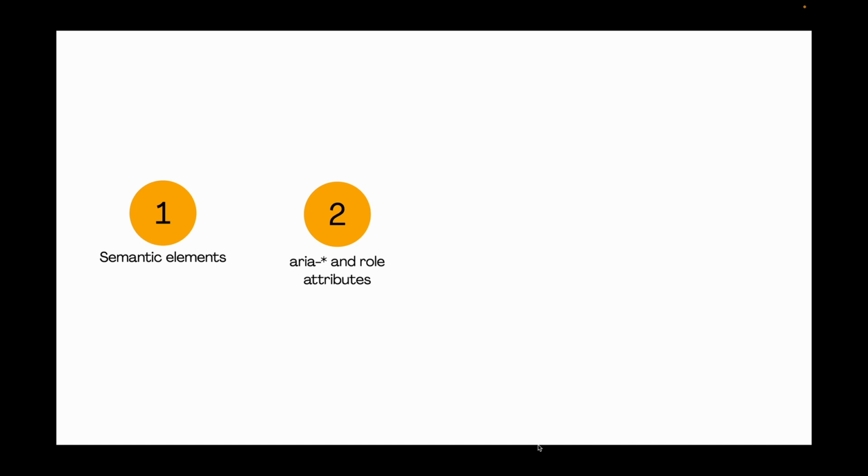The next point is to use appropriate aria and role attributes. If for some reasons we can't use semantic elements, we should add correct aria and role attributes to divs, spans, and other non-meaningful elements.